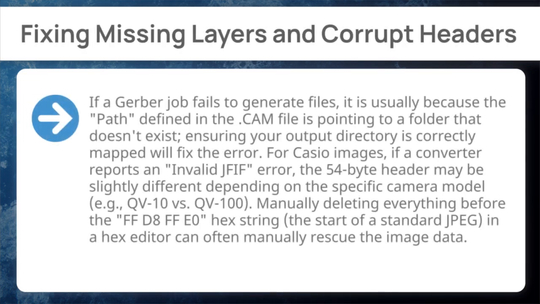Finally, fixing missing layers and corrupt headers. If a Gerber job fails to generate files, it is usually because the path defined in the CAM file is pointing to a folder that doesn't exist. Ensuring your output directory is correctly mapped will fix the error. For Casio images, if a converter reports an invalid JFIF error, the 54-byte header may be slightly different depending on the specific camera model, e.g. QV10 versus QV100. Manually deleting everything before the FFD8FFE0 hex string, the start of a standard JPEG, in a hex editor can often manually rescue the image data.